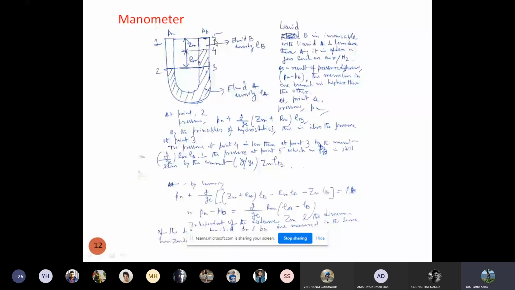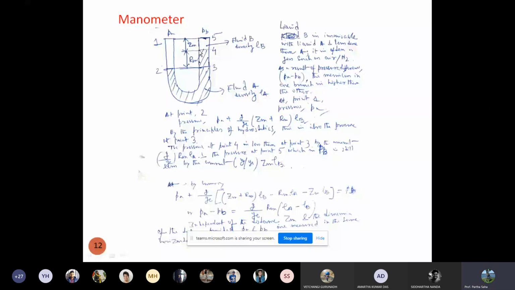Okay. So the pressure at this point is PA and at point 5 is PB. Now the pressures at 2 and 3 should be identical, because due to hydrostatic equilibrium on a horizontal plane, the pressure should be identical. I have also shown the liquid rise in the right-hand column compared to the left-hand column by the amount Rm, and the height difference between the top surface and the liquid column is given by Zm. So let's look into the expression.